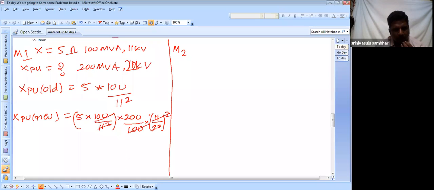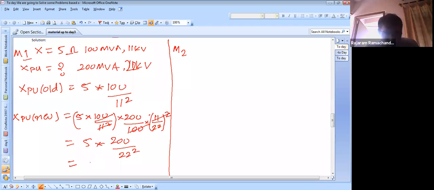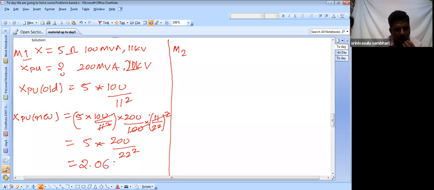100 and 100 will get cancelled. What is the remaining term? 5 into 200 by 22 square. If you calculate, what is the answer? 2.065, approximately 2.06. Very good. This is X per unit. This is one method.